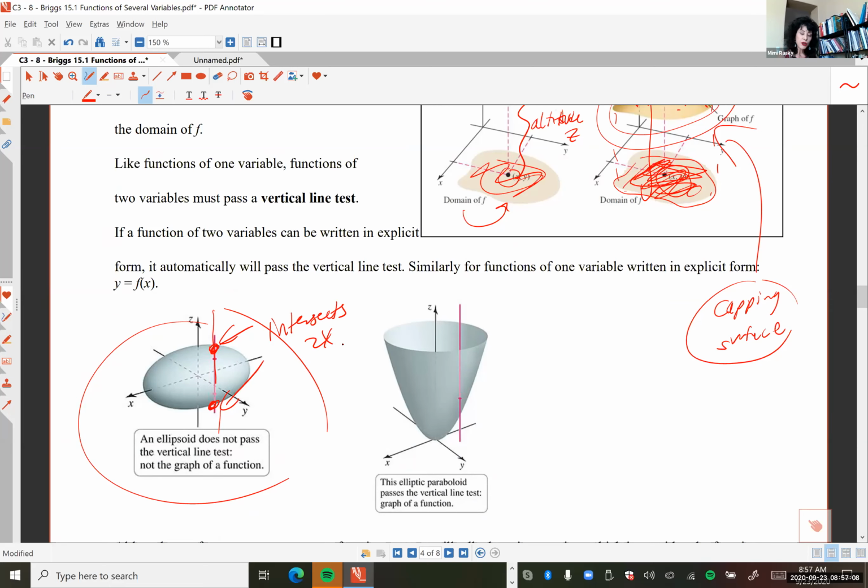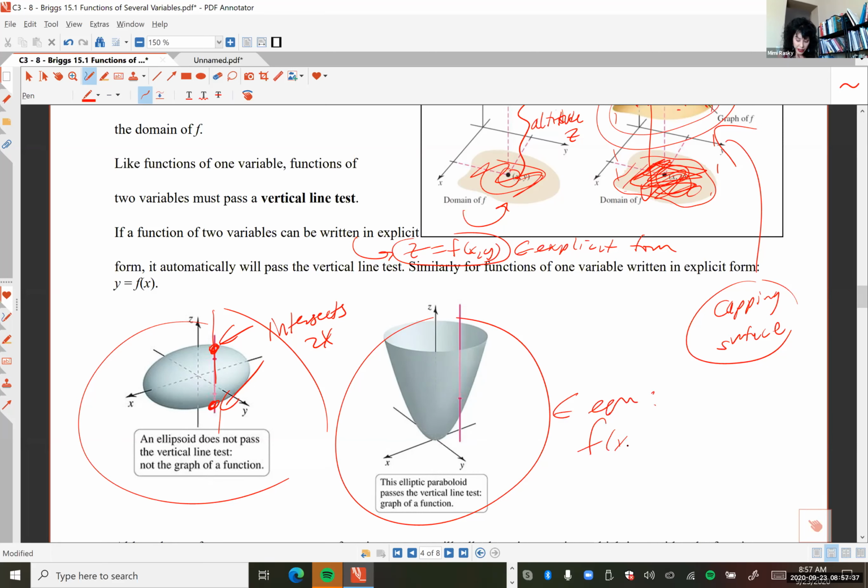Okay, now if you can write your equation in explicit form, so explicit form is z equals f of x y, where you could get the z isolated on one side and all the rest of the junk on the other, that's called explicit form. If you can do that, you're guaranteed that your surface passes the vertical line test. Why? Well, check out this elliptic paraboloid. I claim the equation for this puppy is f(x,y) equals x squared plus y squared.